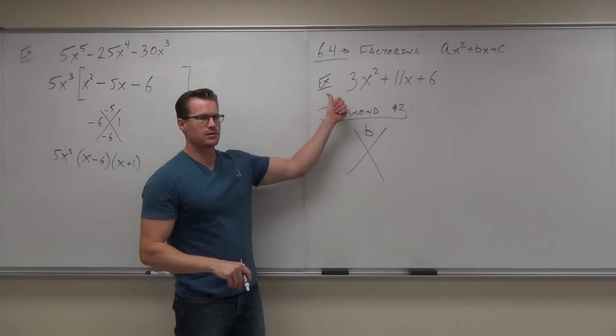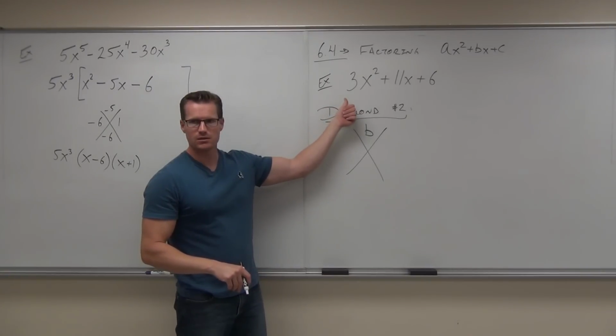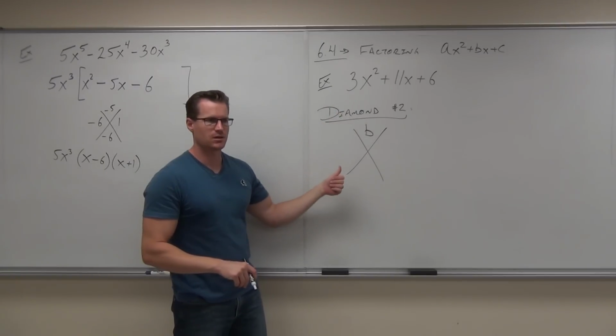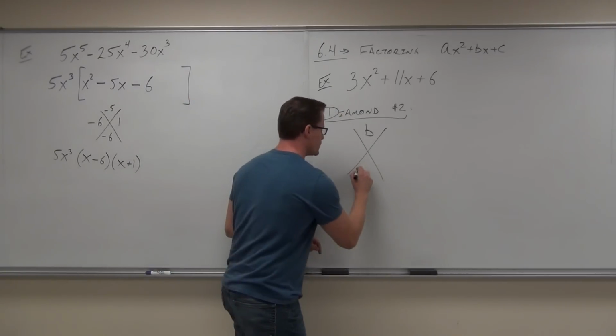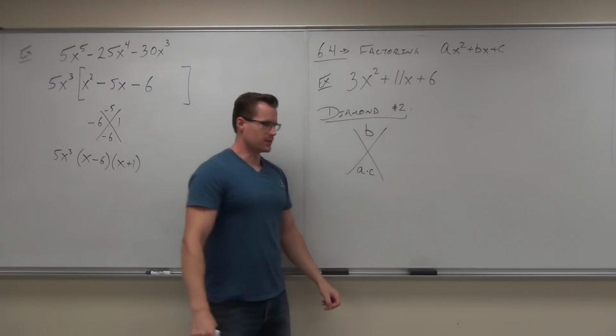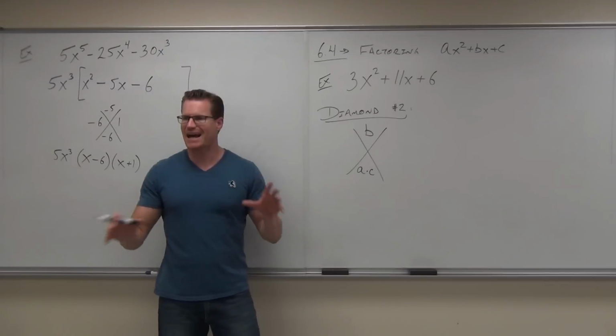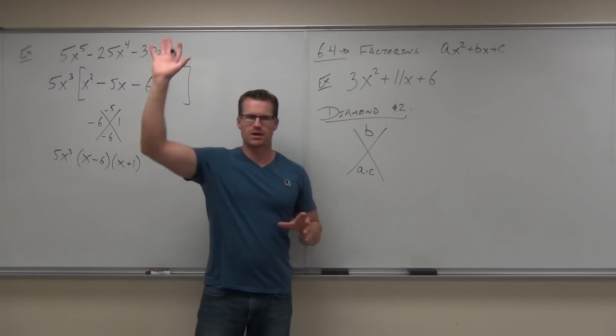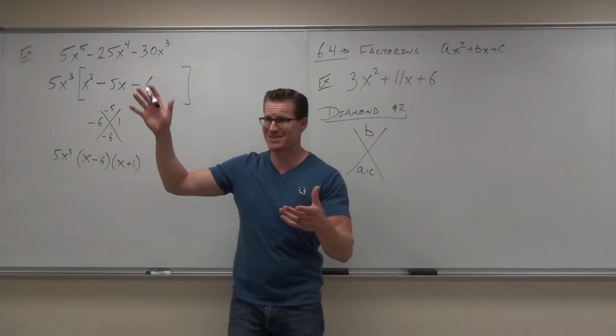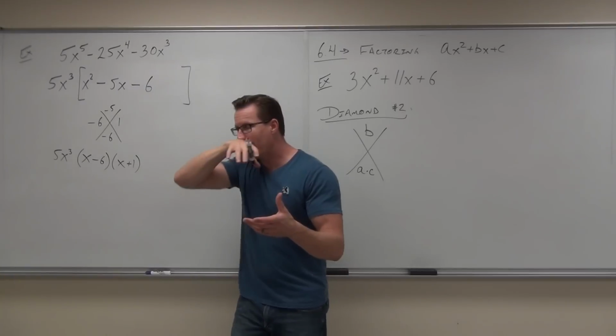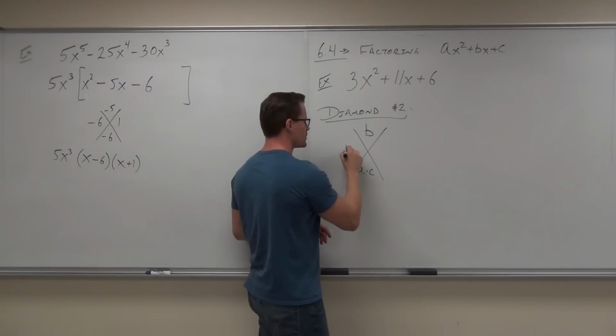Well, what's our A? 3. What's our C? 6. What's A times C? 18. That's what's going to go here. It's going to be A times C that goes there. Same as before. It's exactly the same as before. Show of hands if you feel okay with it so far. Well, you should, right? Because it's exactly the same as before. Now, we're still going to find our 2 numbers.